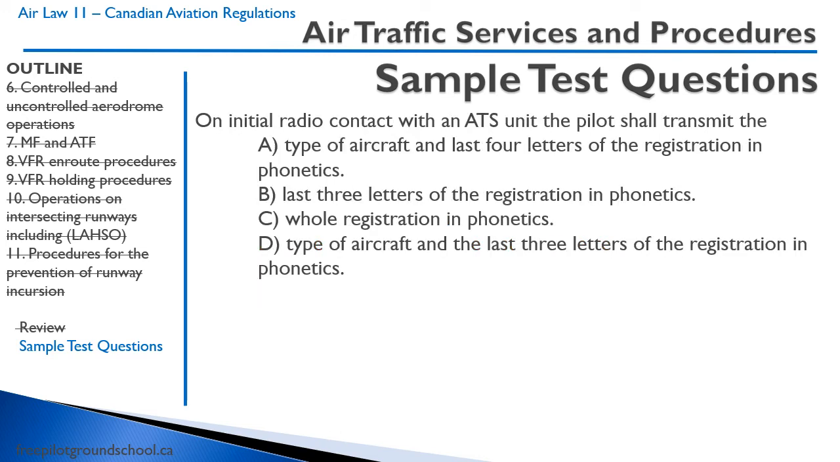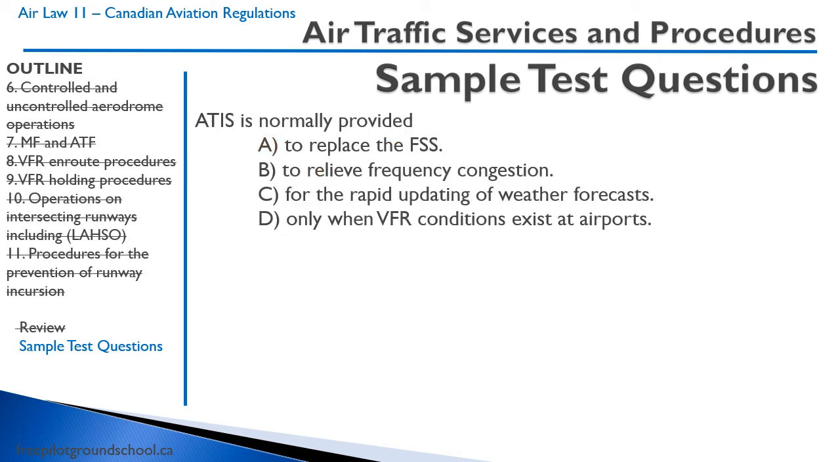On initial contact with an ATS unit, the pilot shall transmit... So if you can recall, what do we transmit? Well, the aircraft type and the last four letters of the registration. So that would make A the correct answer. ATIS, or Automated Terminal Information Service, is normally provided... So if we recall back, I think, to the first or second slide, what it does is it tells you about the weather and tells you about significant NOTAMs. The purpose of it is to relieve frequency congestion, B.